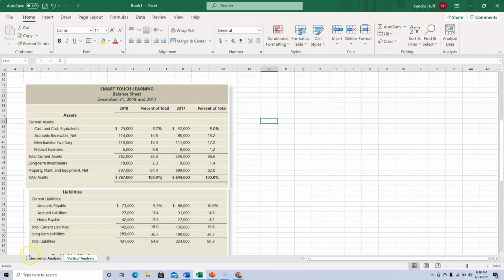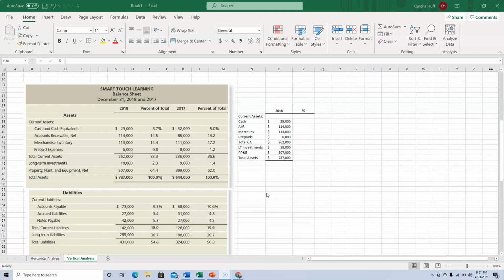All right. So I only copied over the current assets here. So the total assets is 100%. All right. So this is my 1 or my 100%. Let me make it a percent. I'm going to do at least one decimal. Okay. And since it's the 100% figure, then everything is a percentage of the total here. All right. So my cash is the 29,000 divided by the 787.